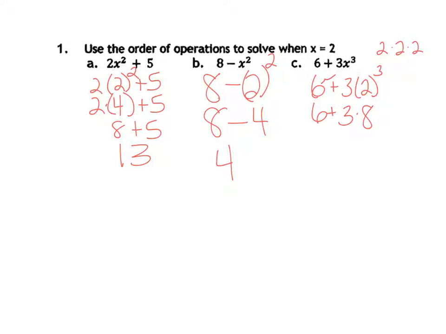Now, I cannot just add 6 plus 3. No, no, no. What do I have to do first, following order of operations? Multiply. So 3 times 8 is what? 24. These things need to be quick in your head, guys. You need to know your times tables. I mean, come on. High school. Welcome. 6 plus 24? 30. And you're done.